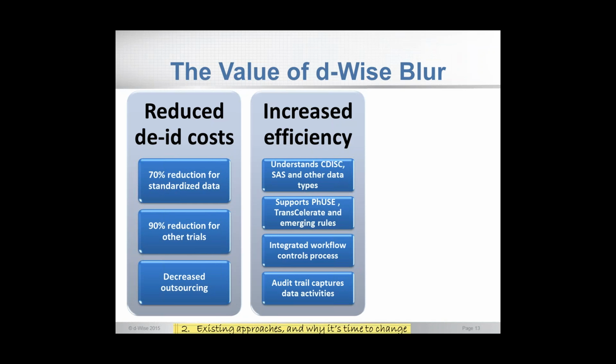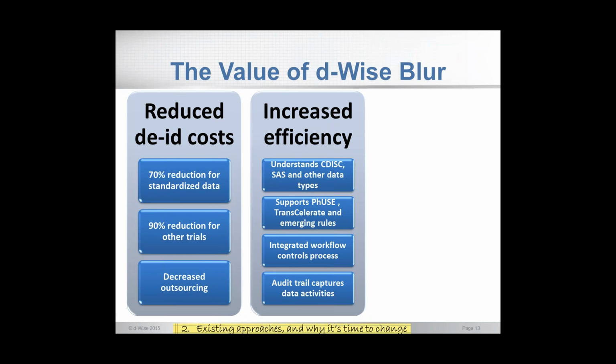From an efficiency perspective, the Blur application understands CDISC and SAS and other types of data that you typically see within the pharmaceutical industry, whether it's vertical data like lab files or vital signs, or more horizontal data like demographics and adverse events. The application understands how to manage that information and to de-identify it appropriately. We are supporting the FUSE rules, the TransCelerate rules, and other emerging rules in the industry as organizations get a little further into the business process associated with clinical trial data de-identification.